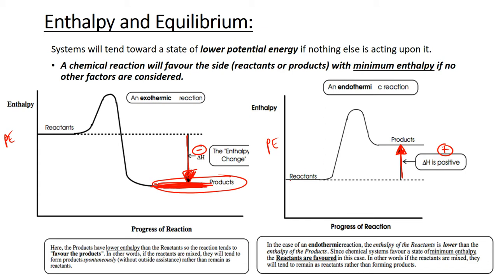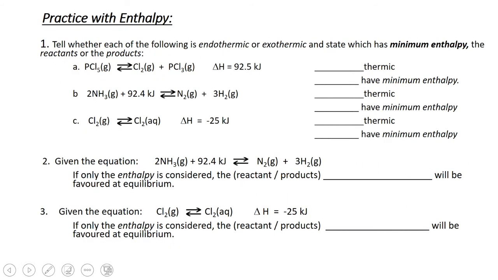In an endothermic reaction, our reactants have lower enthalpy, and our reactants are favored, or at least our enthalpy favors the reactants, okay? So we want to favor minimum or lower enthalpy. Okay, that's what we want to look at for enthalpy.